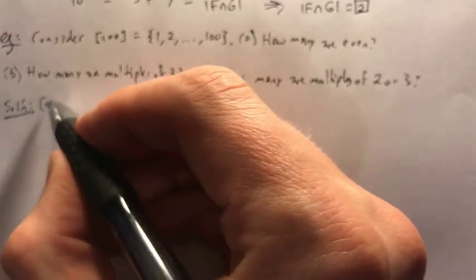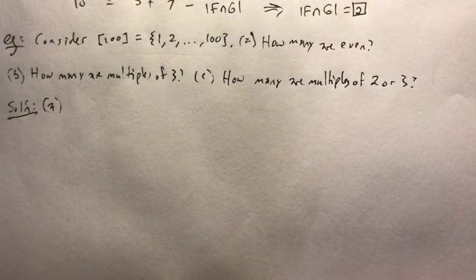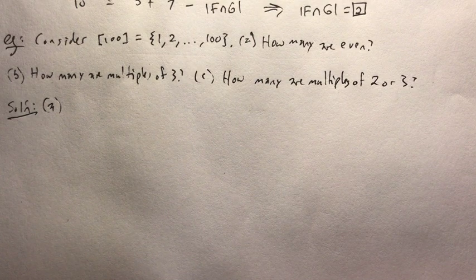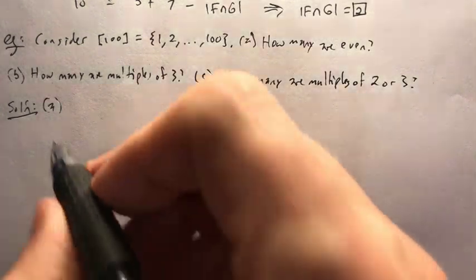So for part A, what do we want to do? Well, we want to just see how many are even, and you probably already knew this before I even finished writing the question. The answer is 50, but let's slow down a little bit and try to get to 50. So how do we get to 50?